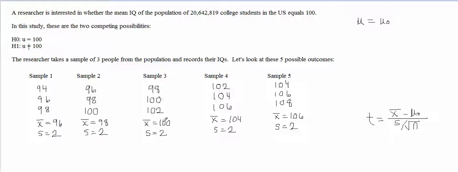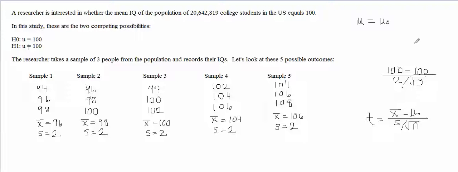Let's do this for this sample right here, sample 3. 100, sample mean of 100, minus the hypothetical value of the population mean. In other words, the number that the researcher thinks the population mean could equal, over the sample standard deviation, which is 2 here, and divide that by the square root of n. Right here, n is 3 because it's a sample size of 3.